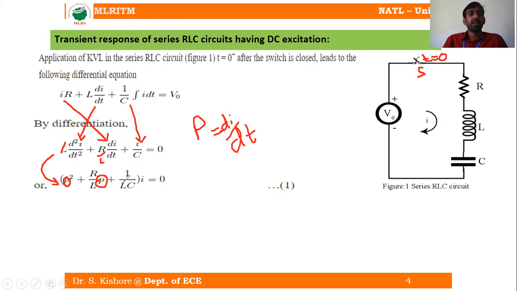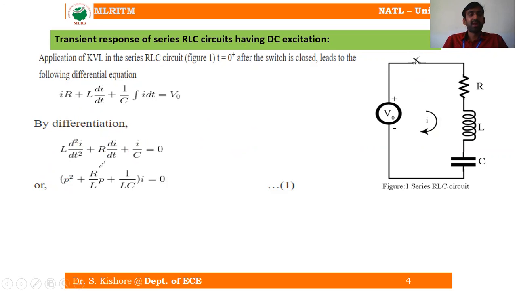If you take L as common, here also you are going to have 1 by LC overall multiplication with the term I, the current I. So we are having the expression that is nothing but P square plus R by L into P plus 1 by LC into I is equal to 0.